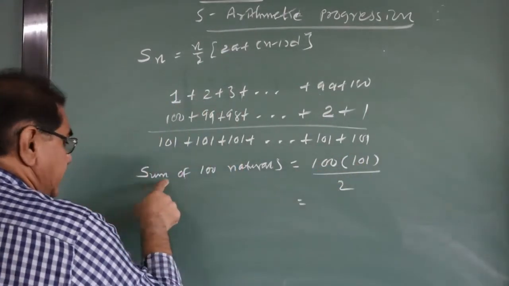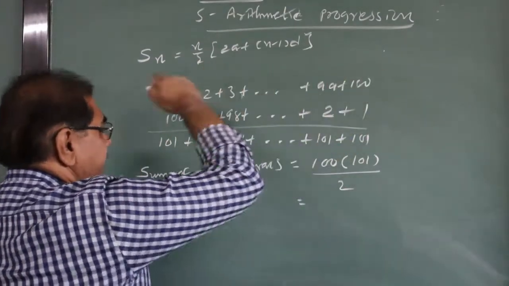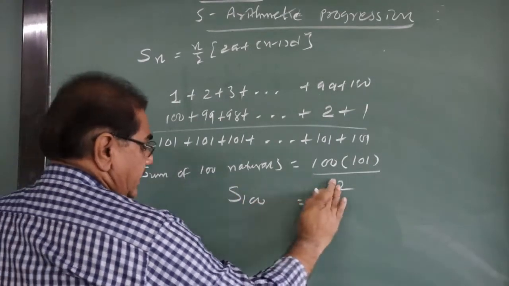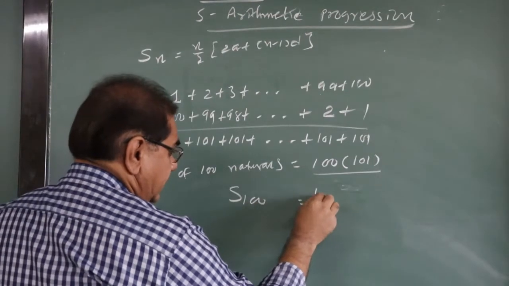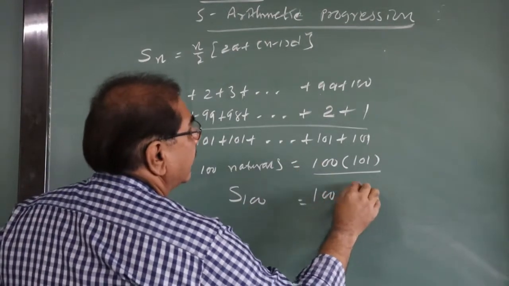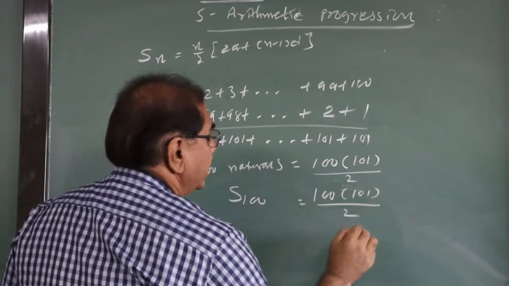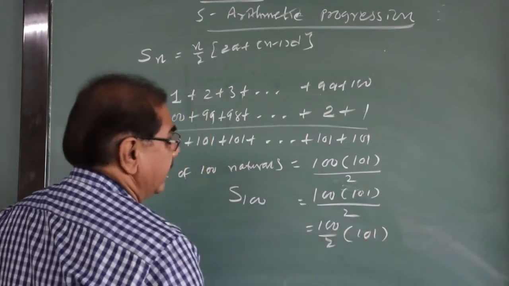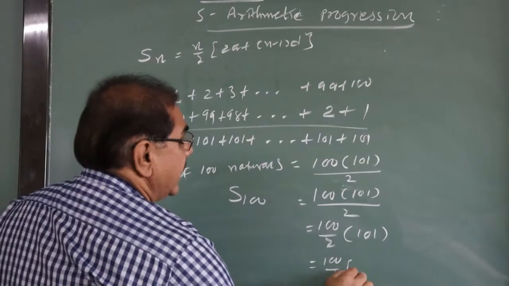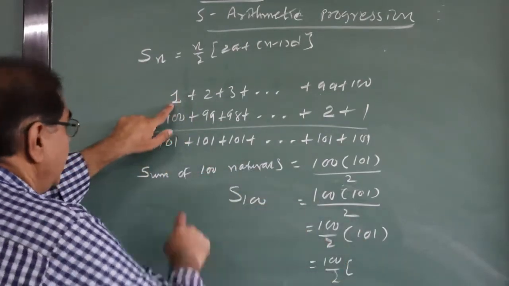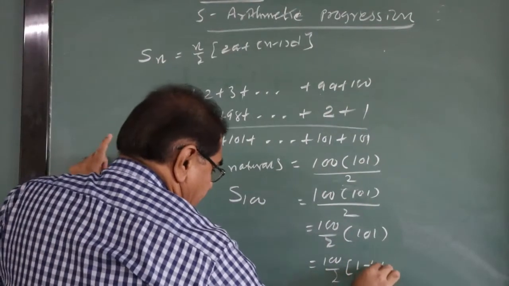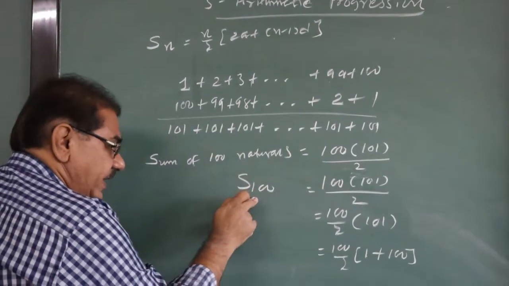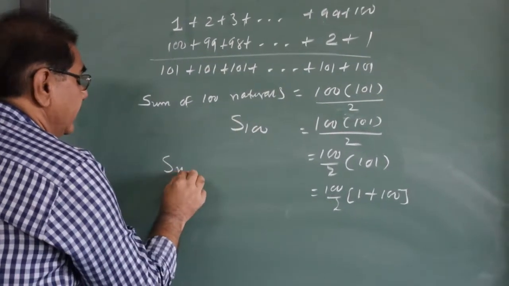Now you can check: the sum of the 100 numbers, in the AP, the sum of the 100 terms, symbolically I take it as S100, where 100 is the number of terms. So it is 100 times 101 upon 2. I separate it like this: 100 upon 2 into bracket 101. So 100 by 2. And how do I classify 101? 1 plus 100, that is first term plus last term. Now I write n instead of 100. So Sn is equal to what?